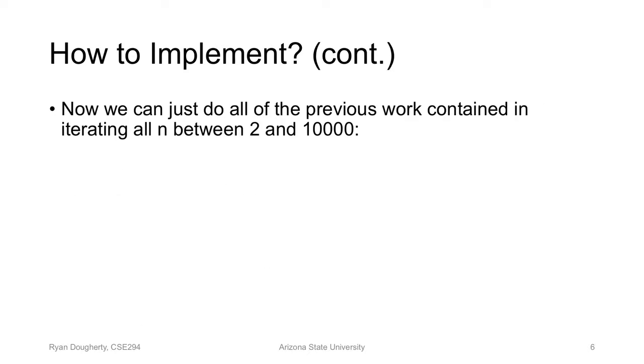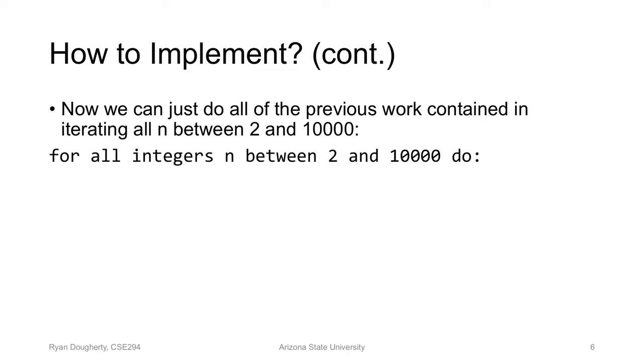So how do we get back to our original problem, which says print every prime number between 2 and 10,000? How would we implement that using the prime checker that we just made? Well, we can just iterate through from 2 to 10,000. For every integer between 2 and 10,000, what do we do? What we just made on the previous slide. Yep, and then we're done.